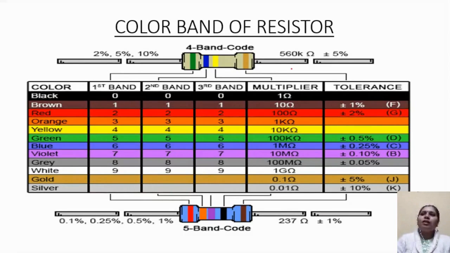So this is a color band of resistor. Okay. So there will be actually either 5 or 6 color bands. We are only going with 4 color band. Okay, the color is represented here. The color which is black, it has the value of 0. With brown, it has the value of 1. Red 2, orange 3, yellow 4, green 5, blue 6, violet 7, gray 8, and white 9.